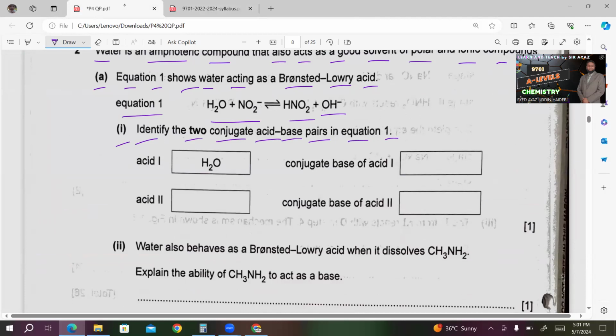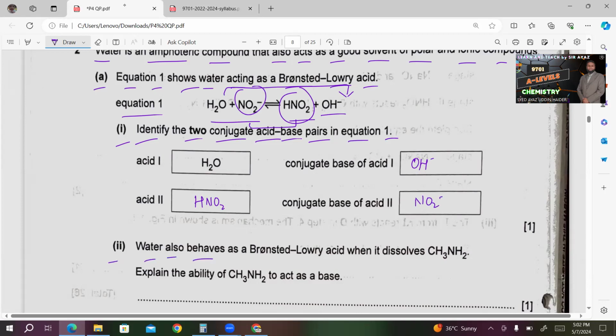In equation 1, if H2O is acid, so its base must be OH negative ion, so it's without H positive ion. So it must be the conjugate base of acid 1. So acid 2, if I select HNO2 as acid 2, so its conjugate base must be NO2 minus.